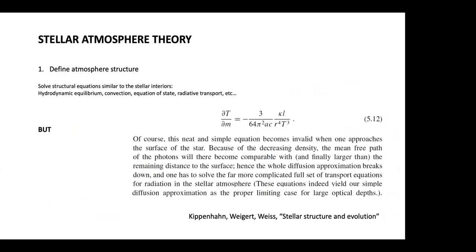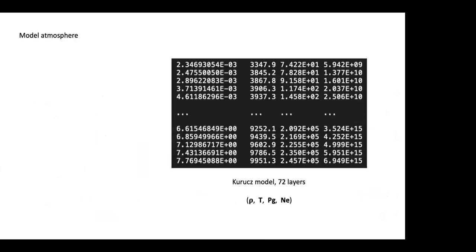So the first point would be to define the structure of the stellar atmosphere. This is, in theory, what you already know, more or less, because I assume you've seen the stellar interiors and the equations. And what's the point over there? You take all the equations of the stellar structure to solve them and to build a model.